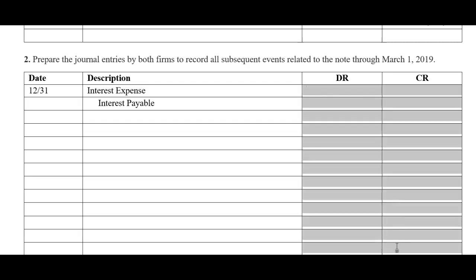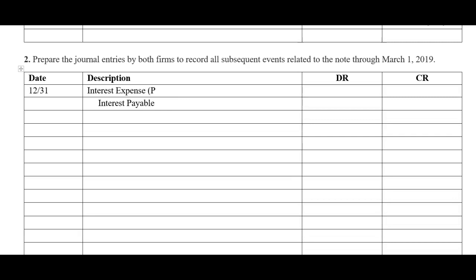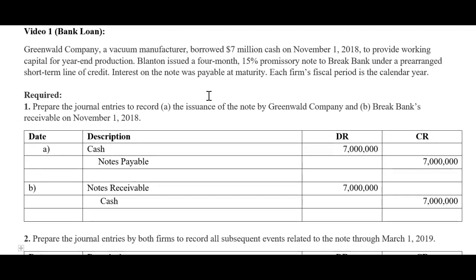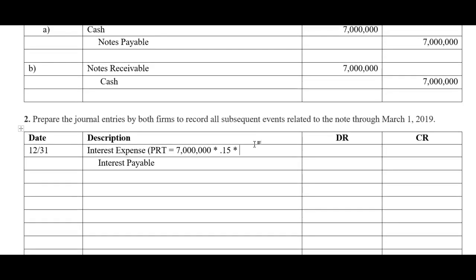Well, to calculate interest, I like to use the formula called PRT, P-R-T, or principal times rate times time. So in this problem, that would be a principal of $7 million times a rate of 15%, or 0.15, and times time. How much time has passed from the start of this note until this point? It started on November 1st, and it is now December 31st, so we're talking 2 months. So we do 2 out of 12.